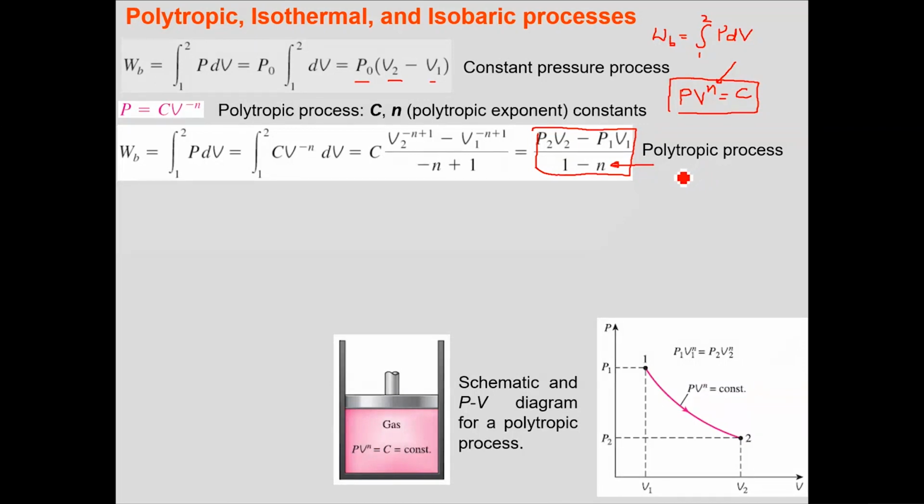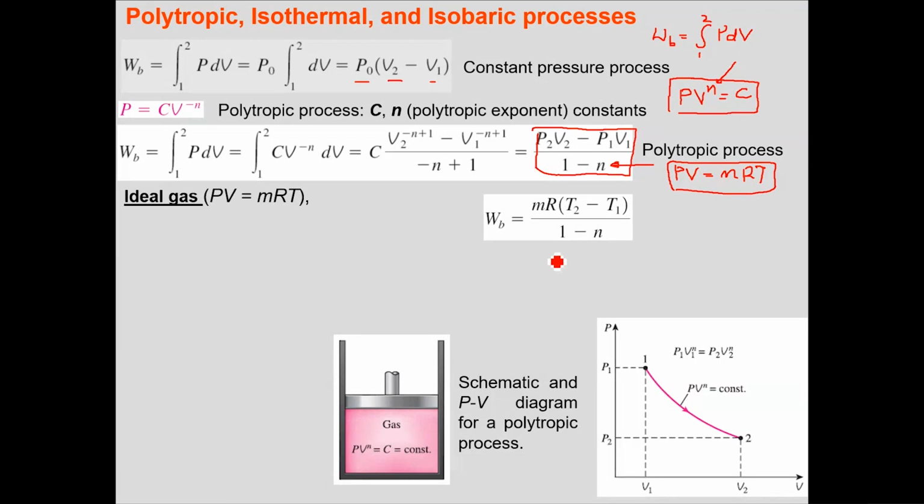We further looked into another expression. If the fluid within a system is following a polytropic process, and the fluid is an ideal gas or behaves ideally, we know it follows the PV equals MRT relationship. If such a relationship exists, we can then relate the boundary work to be equivalent to MR (T2 minus T1) over 1 minus n. This is the boundary work for a fluid which is following a polytropic process and is behaving ideally.